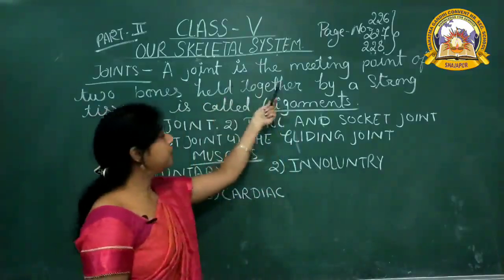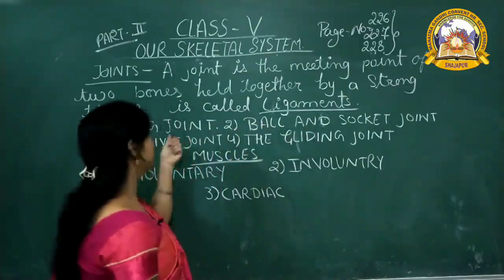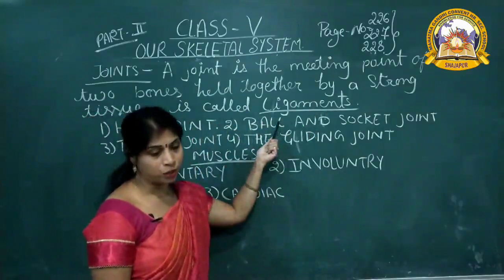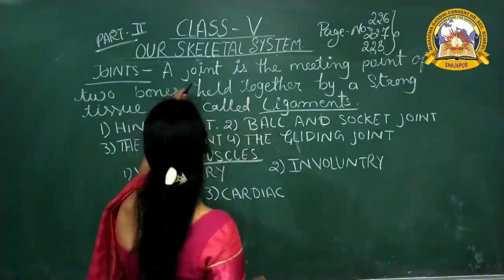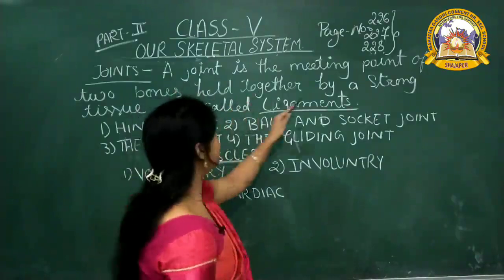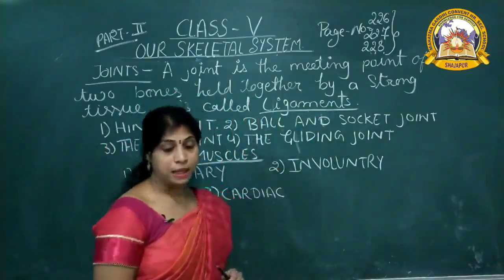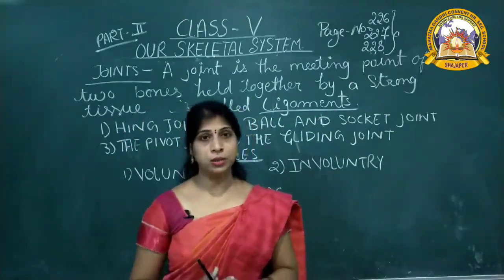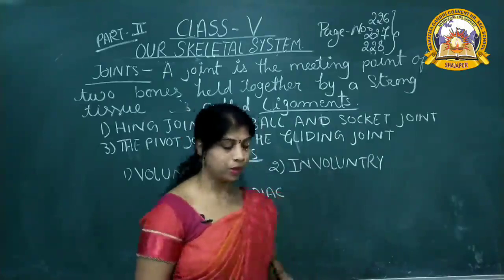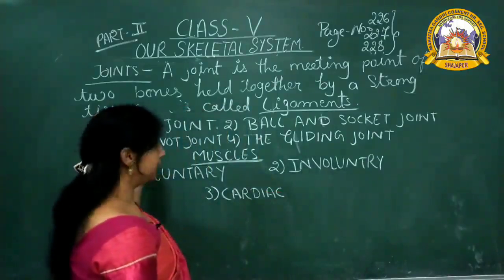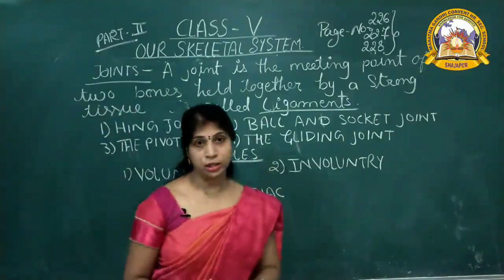A joint is the meeting point of two bones held together by a strong tissue called ligaments. These ligaments are connected to the two bones. There are four main types of joint: the hinge joint, the ball and socket joint, the pivot joint and the gliding joint.